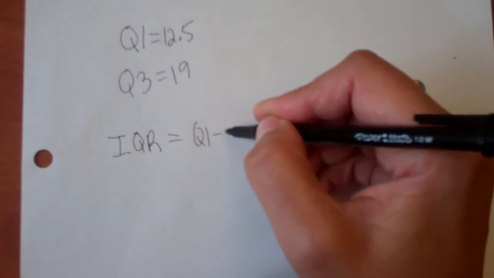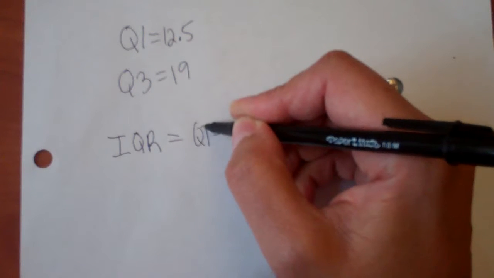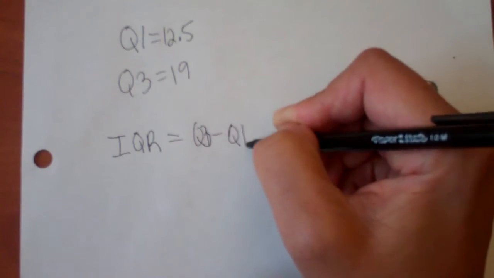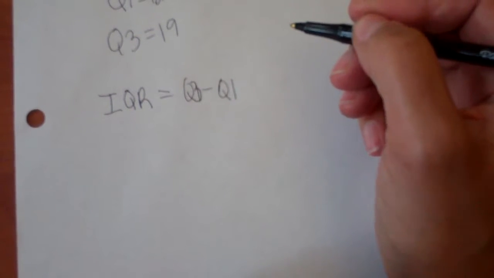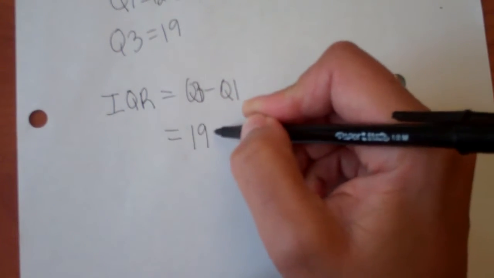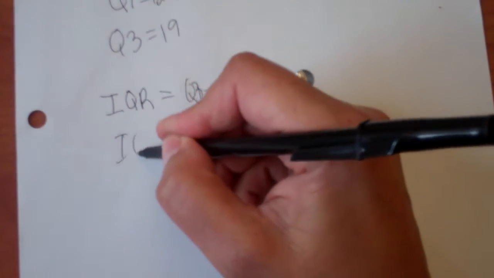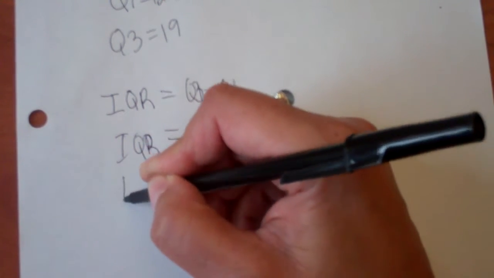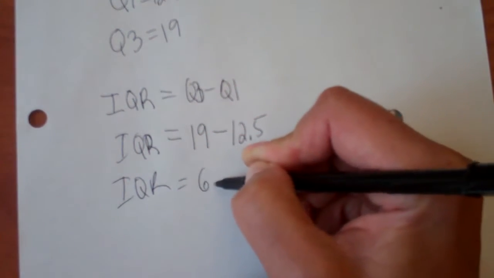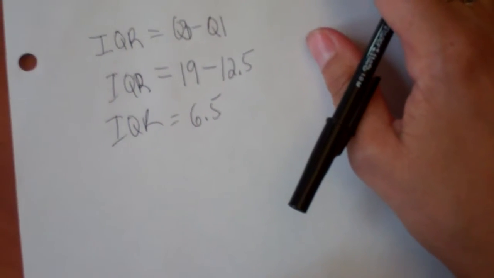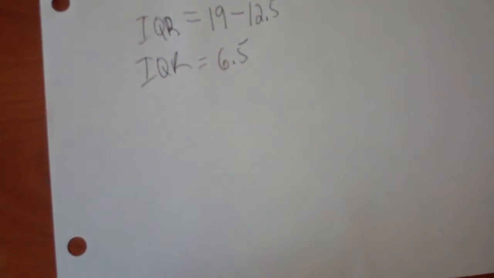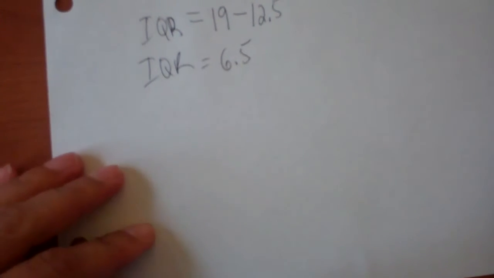And that's going to be our Q3 minus Q1. So we're going to take our Q3, which is 19, and subtract 12.5. Then take out our calculator and do 19 minus 12.5. And we're going to get 6.5. So our IQR is 6.5. Okay. Now our IQR and our quartiles help us to determine the boundaries for our outliers.